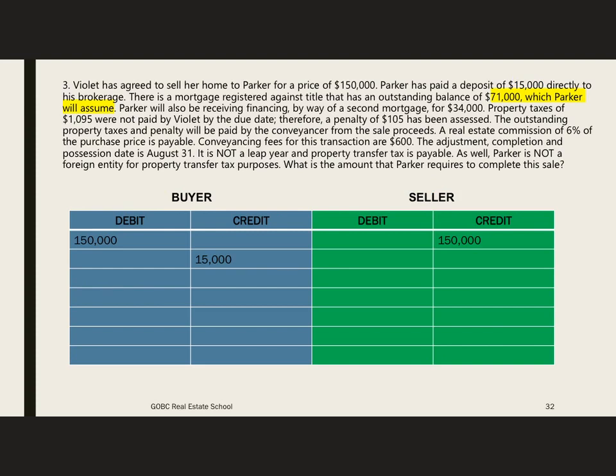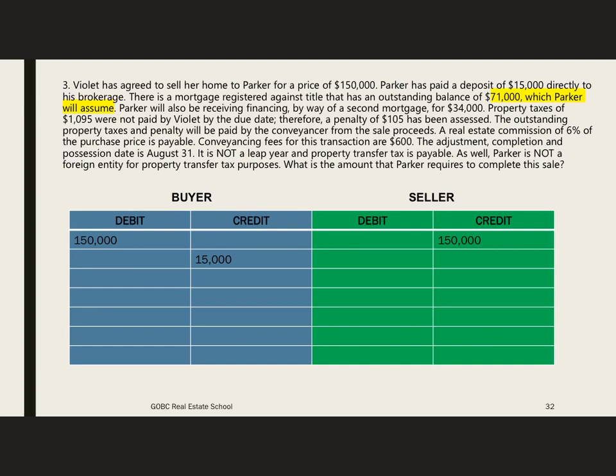So here you see that it shows up on the buyer's statement as a credit and it does not appear on the seller's statement. So the next thing we'll deal with is the mortgage that's registered against the title and it has an outstanding balance of $71,000, which Parker will assume. So it's an assumed mortgage, which means it is a vendor supplied, it is a seller supplied mortgage.